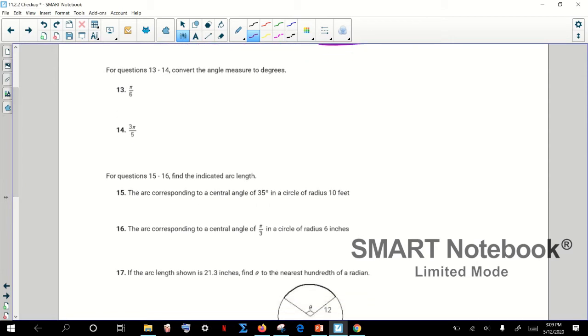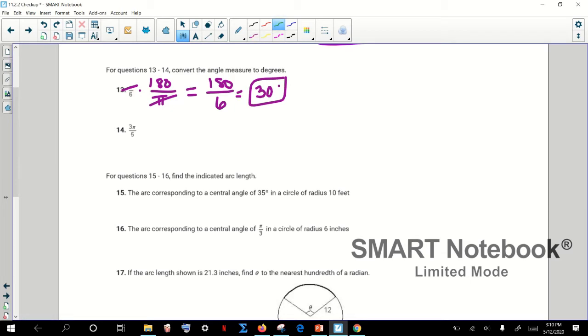All right, now we're going the other way around. So we're going to figure out how many degrees pi over 6 is. Pi over 6, we need to get rid of the pi, so we're going to multiply by 180 over pi. That cancels out the pi's when I multiply straight across, and I have 180 over 6, which is 30 degrees.